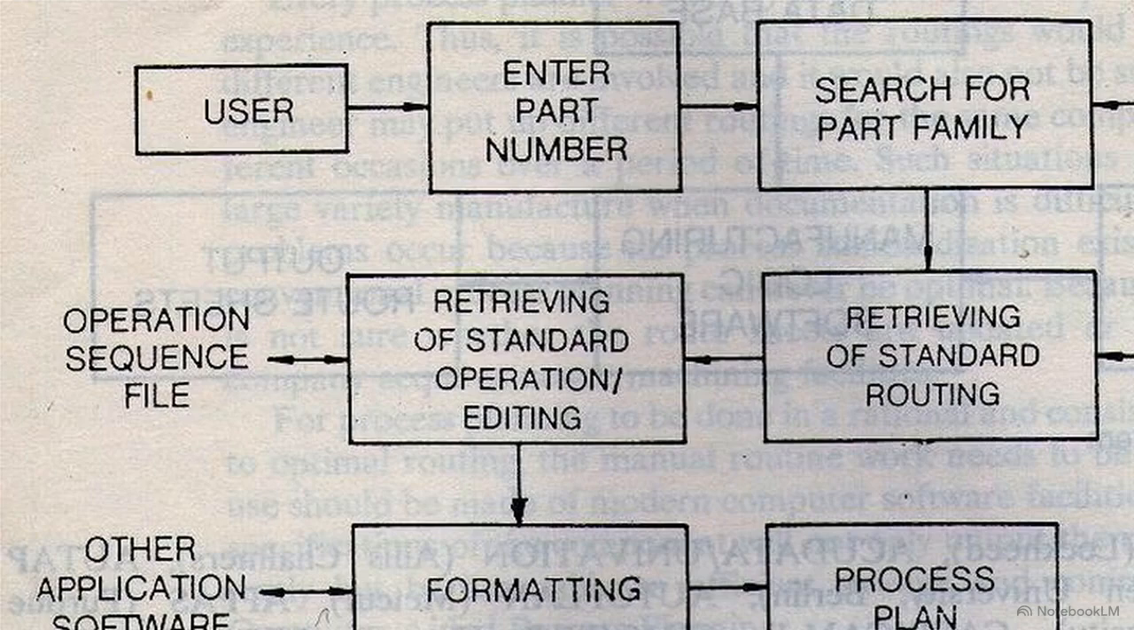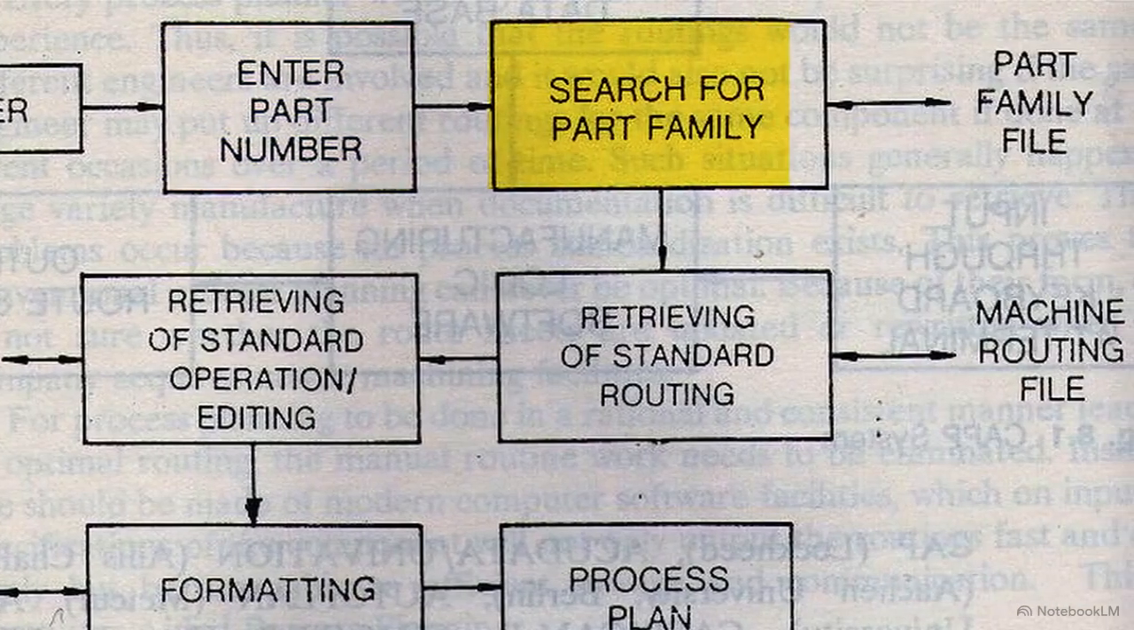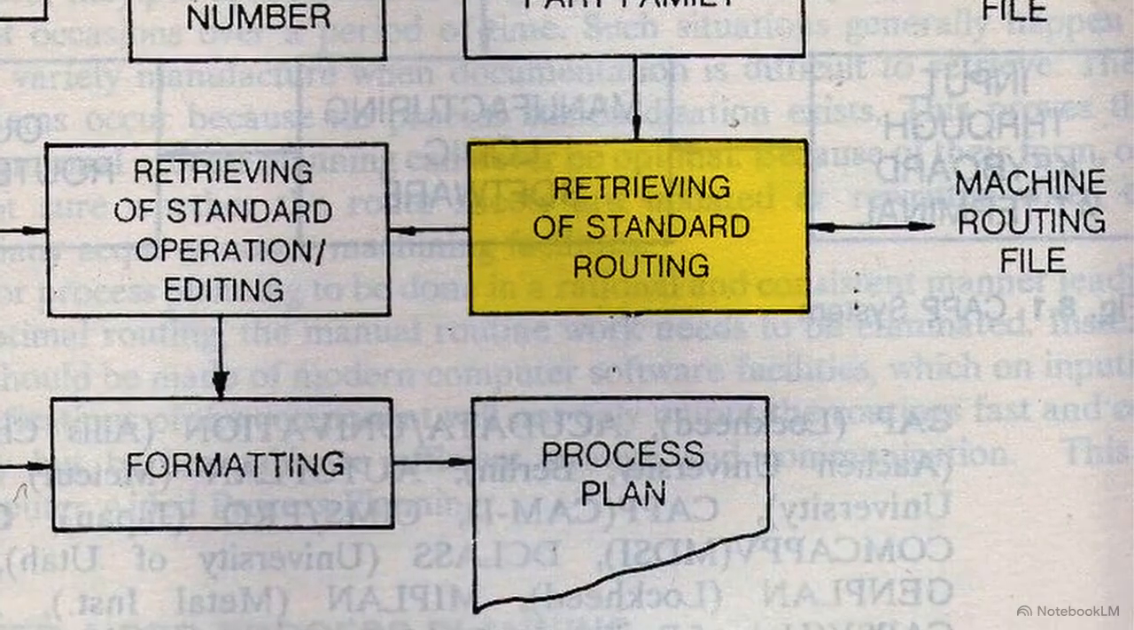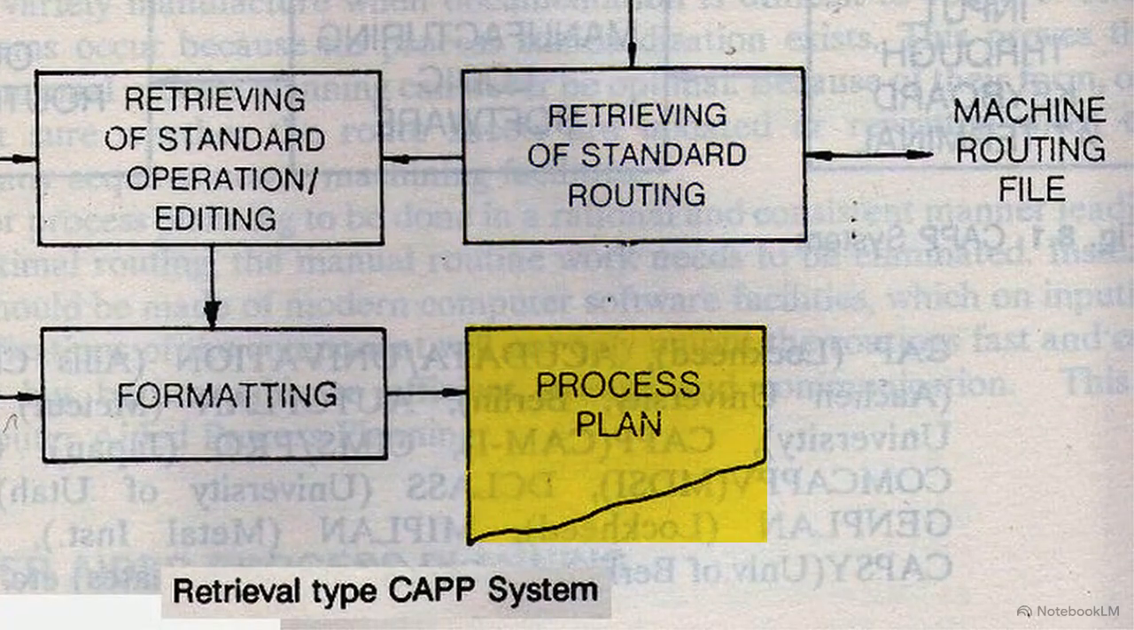This flowchart illustrates the retrieval CAPP system. Relying on historical data, a user enters a part number, and the algorithm searches its database for the part family. Standard routing operations are retrieved and lightly edited to accommodate minor variations, outputting a finalized process plan.